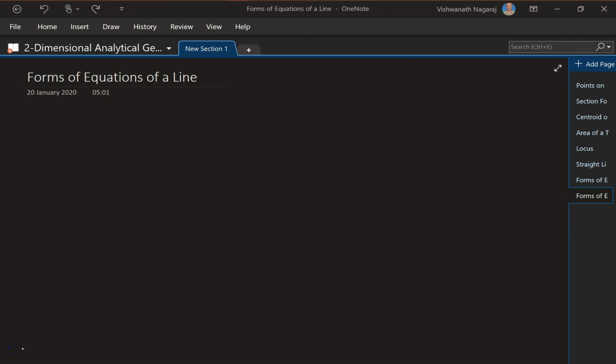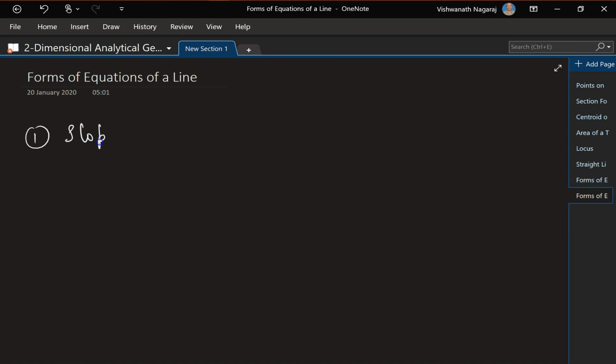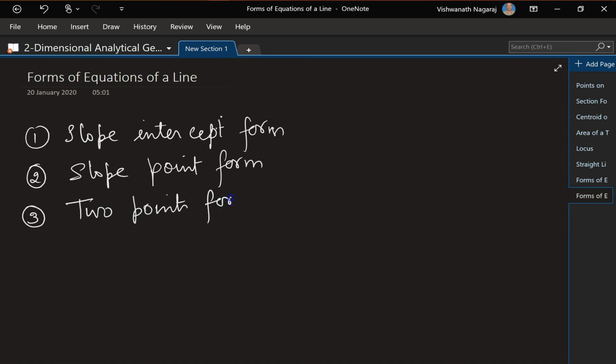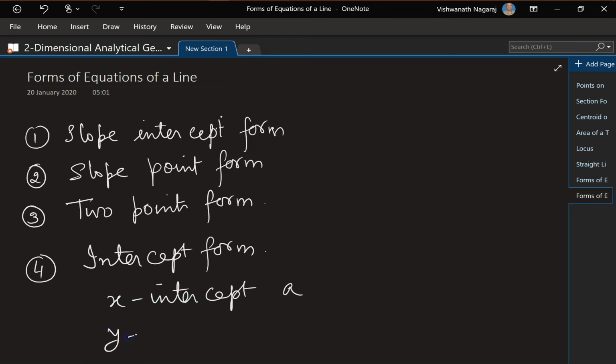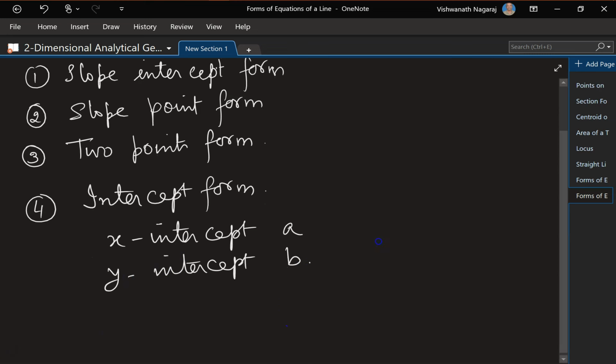In the previous session, we looked at slope intercept form, slope point form, and two points form, and now today we look at the other forms. Intercept form. Now let's say we have a line with an X-intercept a and Y-intercept b.